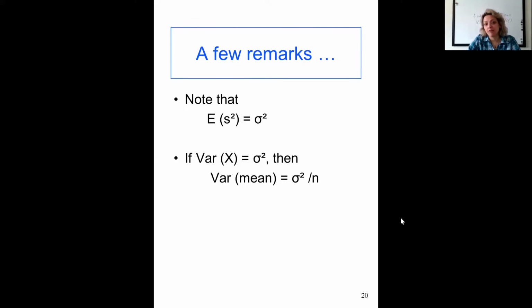It says E of S squared is the expected value of S squared. So what should it be? S is for the sample and sigma is for the population. So our expected value for the sample variance is equal to the population variance, right? Makes sense. If the variance of X is sigma squared, then the variance of the mean is going to be sigma squared divided by n. This equation comes from the central limit theorem.